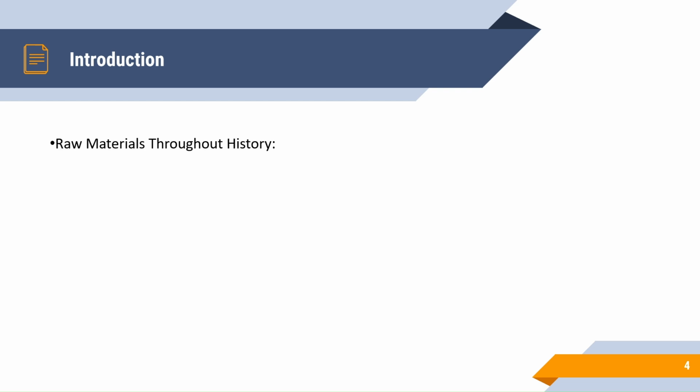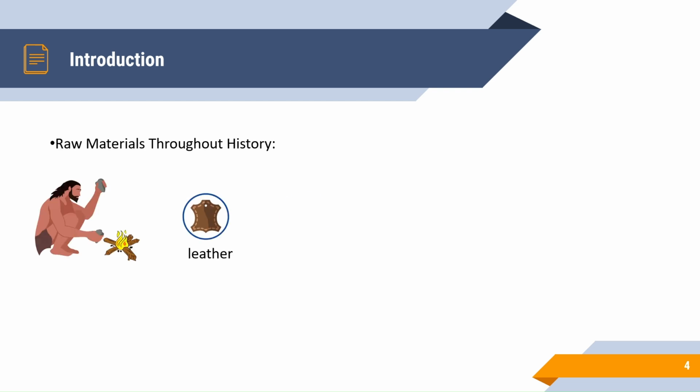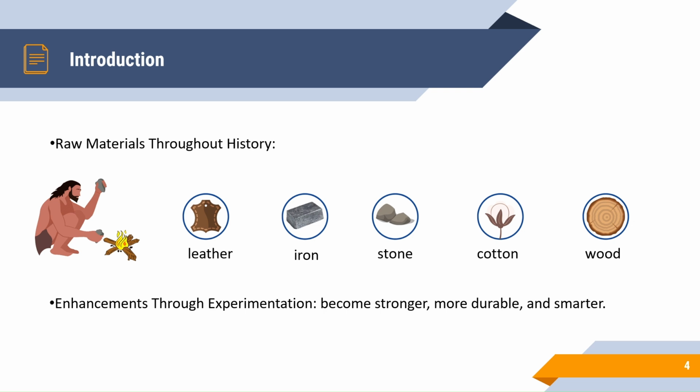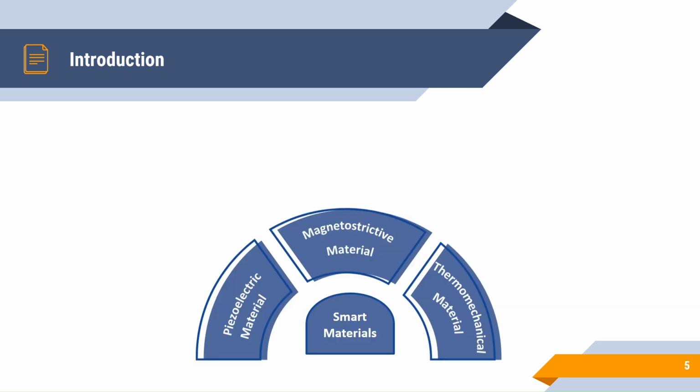Throughout history, humans have relied on raw materials like leather, iron, stone, cotton, wood, etc. Over time and through experimentation, these materials have become stronger, more durable, and smarter. In this category of so-called smart materials, three types of coupling are distinguished: piezoelectric material, magnetostrictive material, and thermomechanical material.